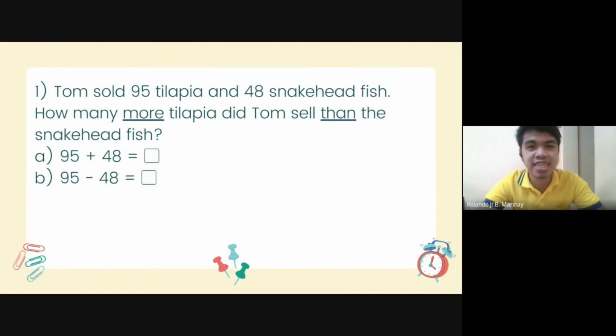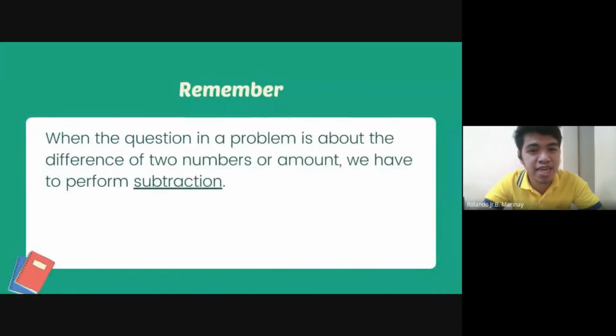Okay, so we can see in the sentence the words more and than. How many more tilapia did Som sell than the snakehead fish? So the answer is letter B.